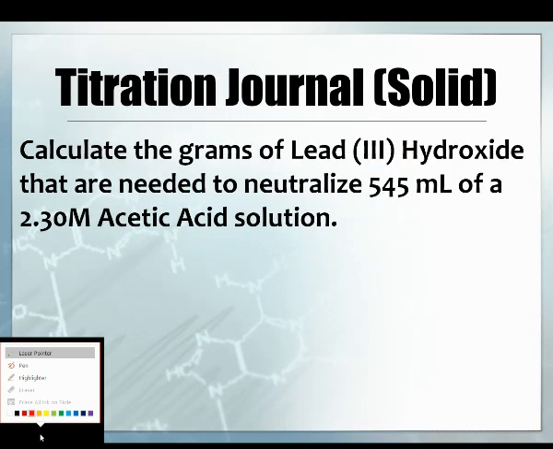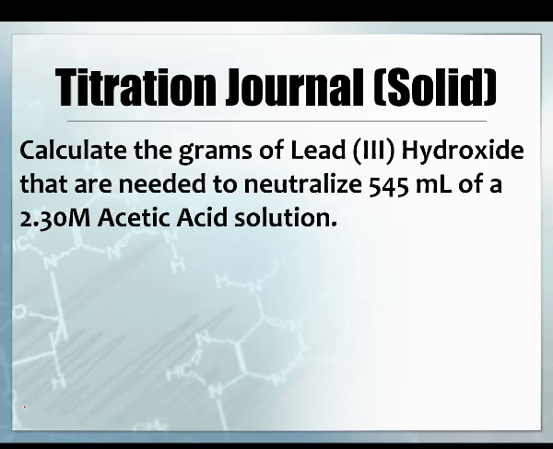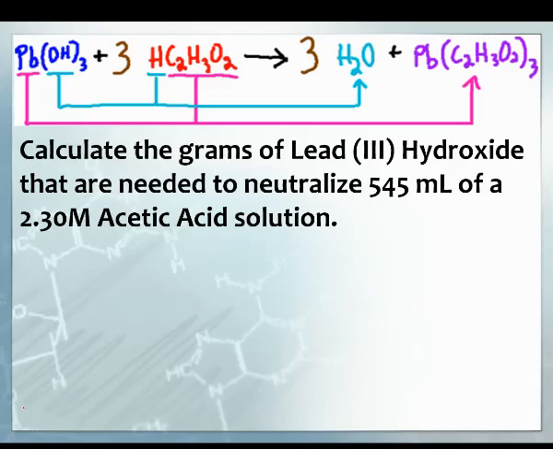This is our first example, and notice it is a journal. We are going to calculate the grams of lead-3 hydroxide that are needed to neutralize 545 milliliters of a 3.20 molar acetic acid solution. There's a lot we have to work with here, but again, we are going from one substance to another, so we have to make the equation. I have made the equation there. You can see that it is a double replacement reaction, and one of the products is water, so this definitely works.